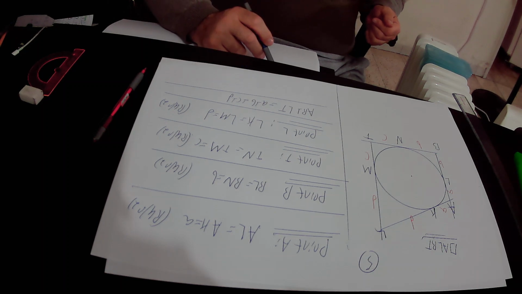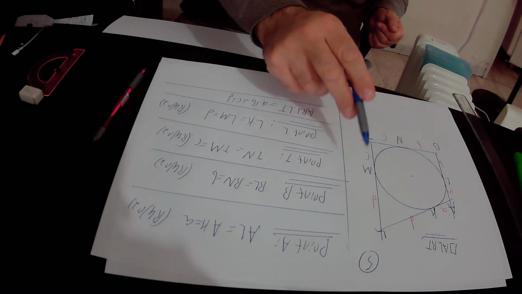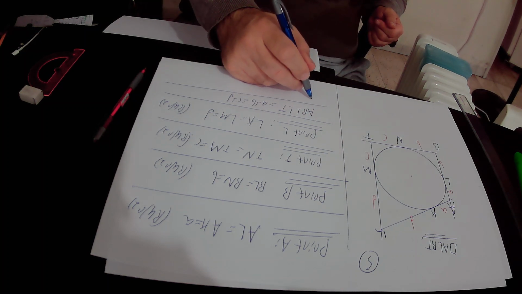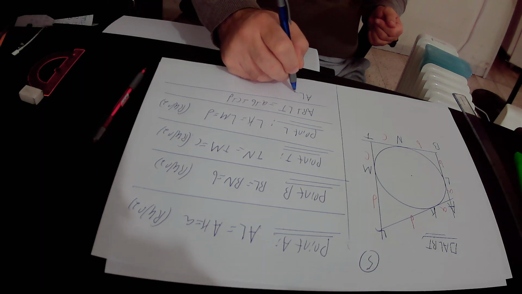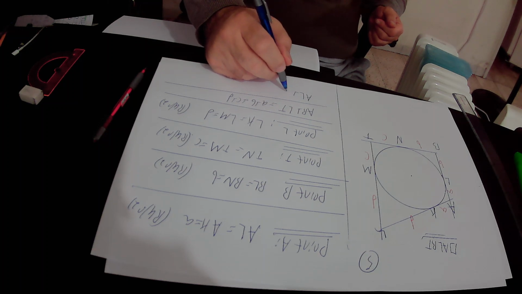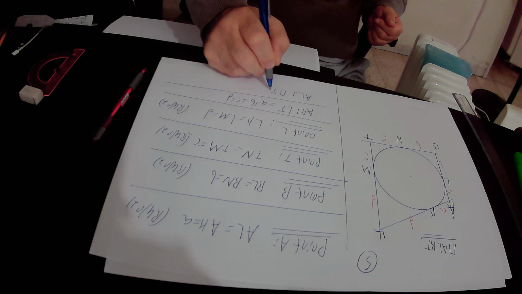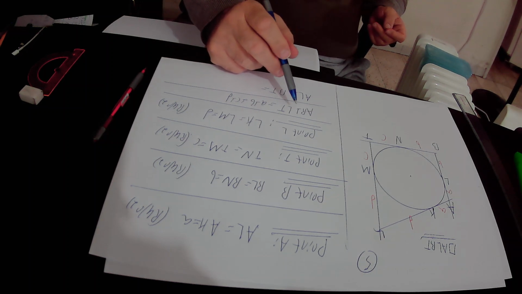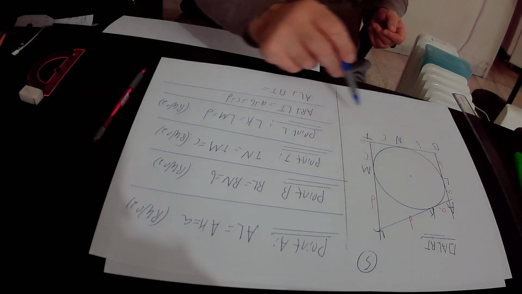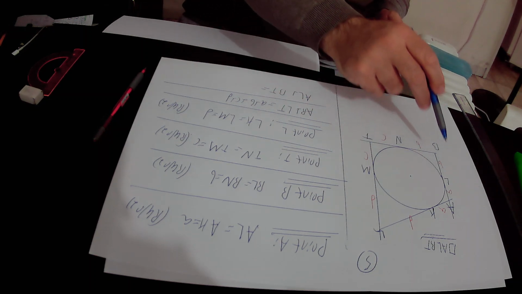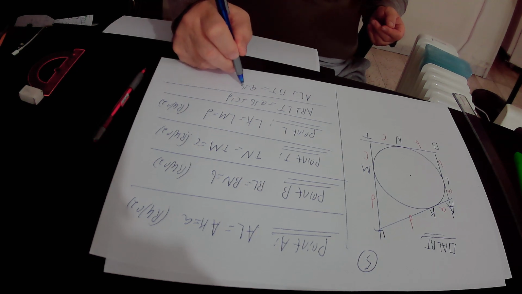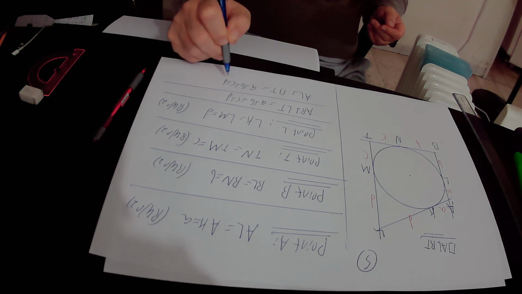In the next step, we'll join side AL to the opposite side, side BT. So AL plus BT. From the drawing, it is very easy to see that AL plus BT equals in total A plus B plus C plus D.